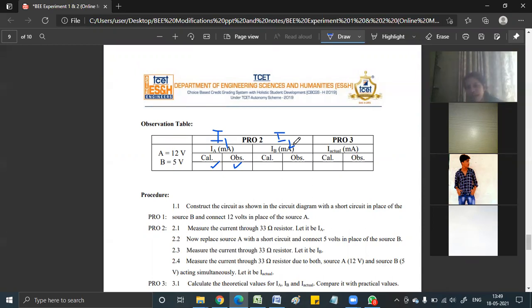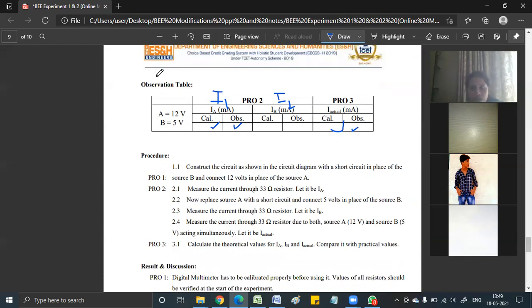Theoretical, what is the result? Practical, what is the result? And final answer, what is the total current? Right? So the total current is the sum of all, and that is the calculated and the observed. Calculated means the theoretical calculation, observed means the practical. So each student is going to have a different set of answers.